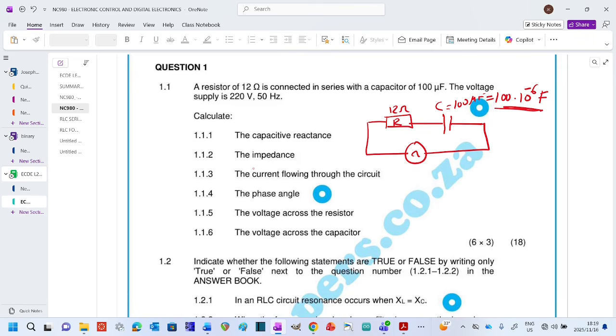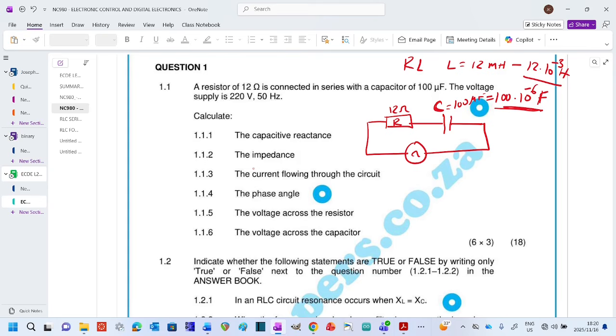You must convert. Even if it's an RL circuit, sometimes they will give you L in millihenry, like let's say 12 millihenry. You must convert it to 12 times 10 to the power negative 3 henry. You have to convert it, otherwise all the answers you're going to get are going to be wrong. So we've converted our C, 100 times 10 to the power negative 6 farad. That's it. So now they ask you to calculate.